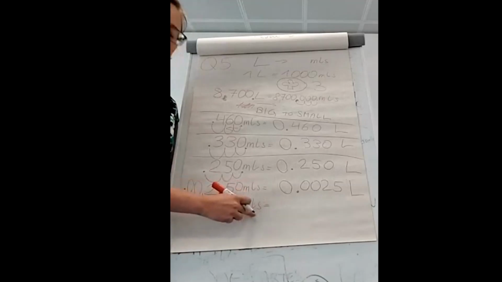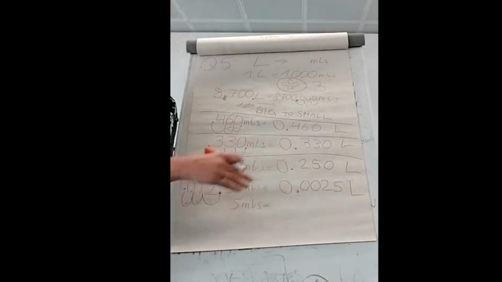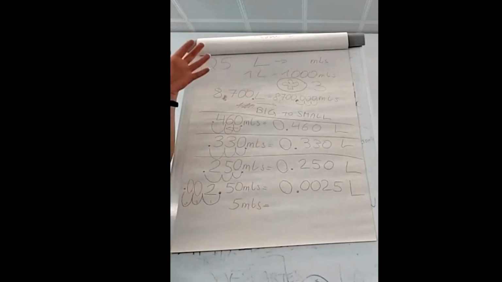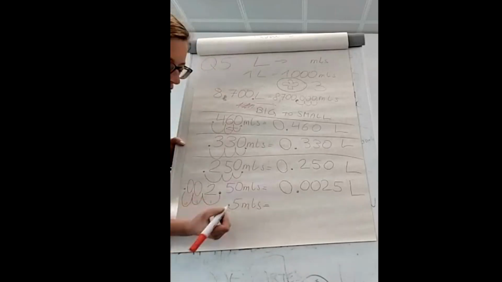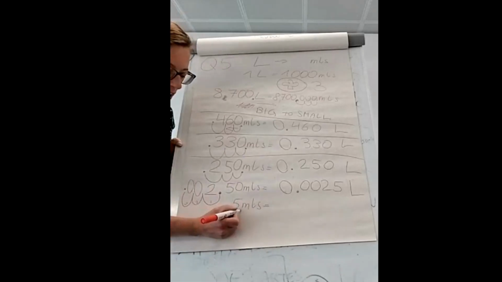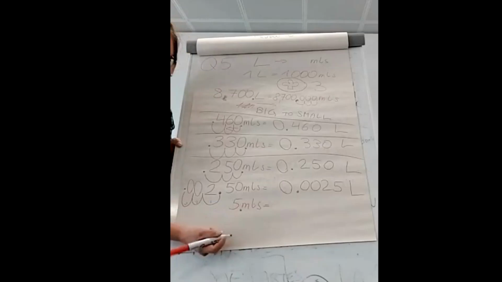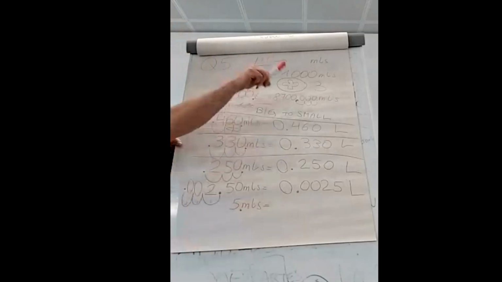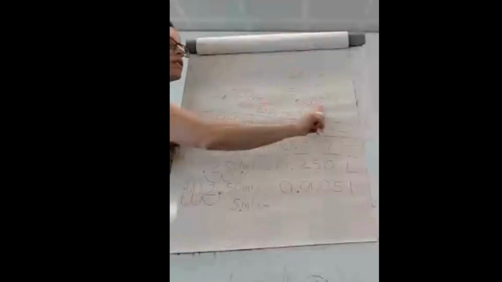We have 5 mils. So how many liters are those? Oh dear. Exactly. You know how big a liter is, so it's definitely 0, 0, 0, 0. Okay, so where's the dot? Yeah, at the 5. And how many times do we move it? To this way or that way? To the left. Why to the left?